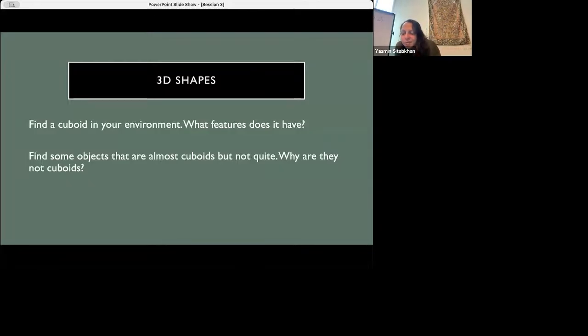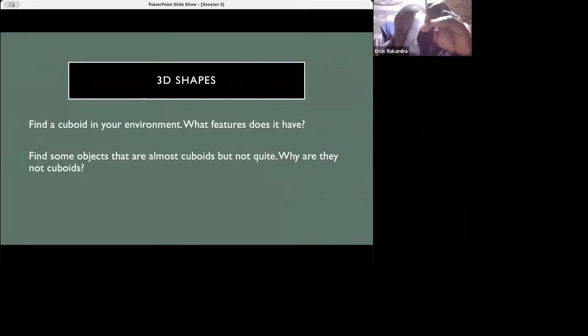Elizabeth, let me see. You had something, but I didn't see it. Yep, that's a cuboid. Great. Great, Eric. Let's see. Oh, yeah. Can you see mine? No. Can you see mine? Yes, Eric, I see. Is that your phone? Yeah, exactly. So is that a cuboid or is that almost a cuboid?